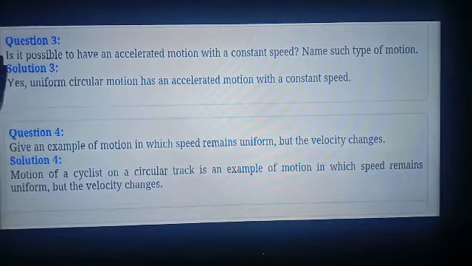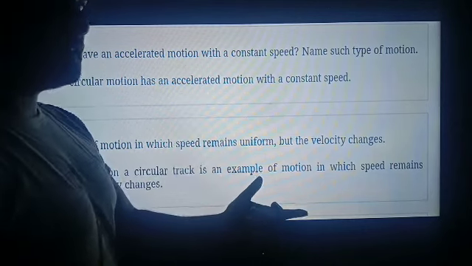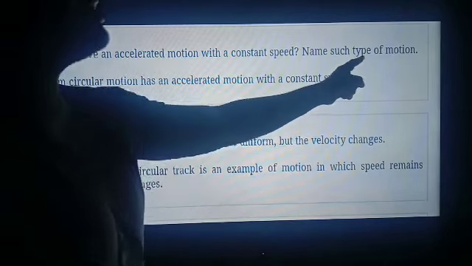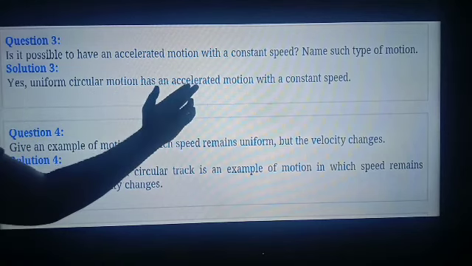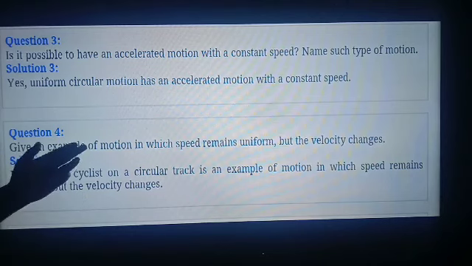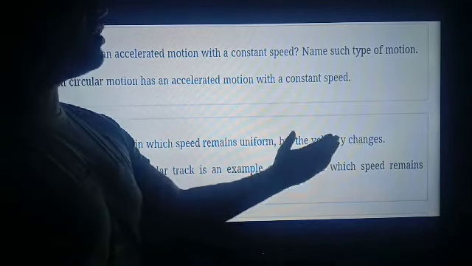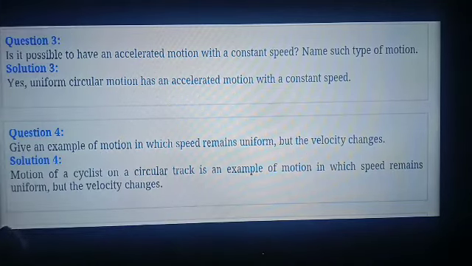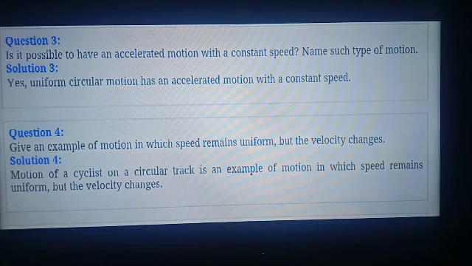Another question: is it possible to have an accelerated motion with a constant speed? Yes, it is possible. Name such type of motion. Uniform circular motion. Yes, uniform circular motion has an accelerated motion with a constant speed. Next question: give an example of motion in which speed remains constant or uniform but the velocity changes, that is uniform circular motion. In this answer it is written, motion of the cyclist on a circular track is an example of motion in which speed remains uniform.